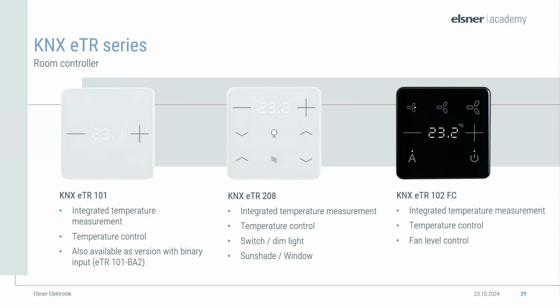And the first device that you can see is our standard room controller. We have this also in a version with some binary inputs. Next up, you can see a combined version where you also have the possibility to switch or dim lights or to implement some sunshade or window contacts. Next up, we have another room controller also with a temperature controller, but also with a fan coil control. So you can set to low, mid, or high fan coil. Also automatic mode and the entire system off can be realized on the room controller itself.